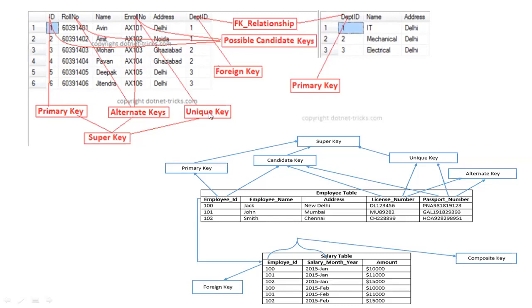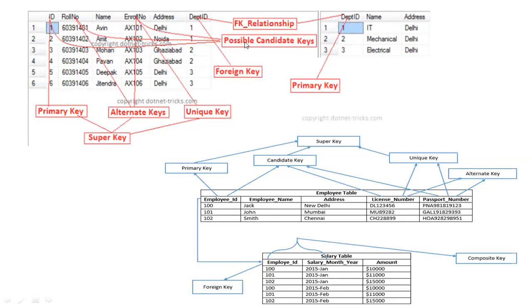We call it a unique key, right? So when you combine keys, maybe you consider ID, or roll number, or enrollment number, this combination you can call a super key. Here you have two tables. You have the department ID here and the department ID there. The department ID of the second table is actually working as a foreign key in the first table. So it has a reference, right?